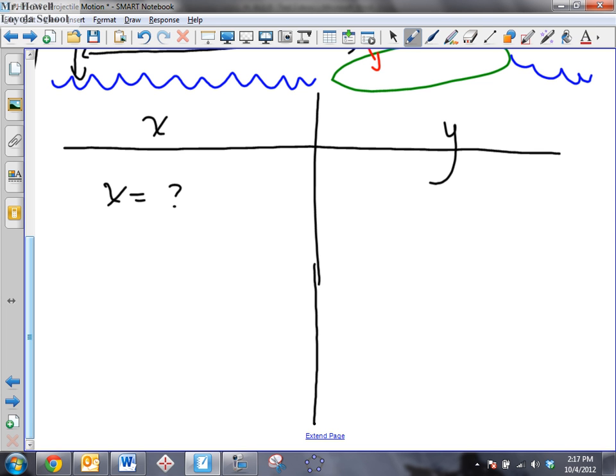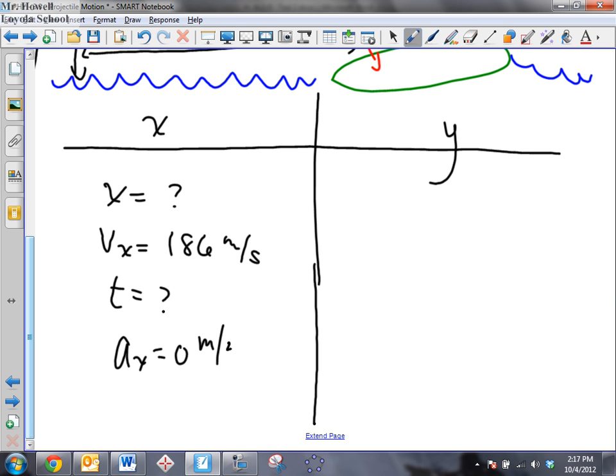We know that the velocity initially in the X, which is constant the whole time, is 186. We don't know what the time is either. That's my X direction, and the acceleration is already 0. So right away, see how many variables are missing here? So we probably can't do much with this side yet, right? Everybody see that? Can't do too much on this side just yet.